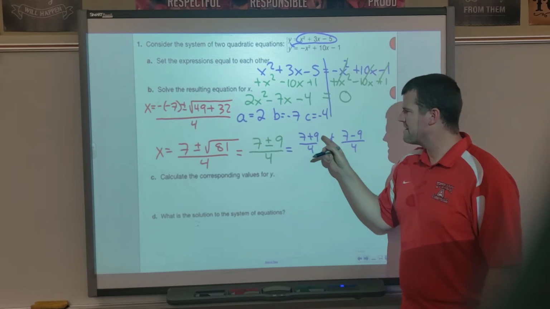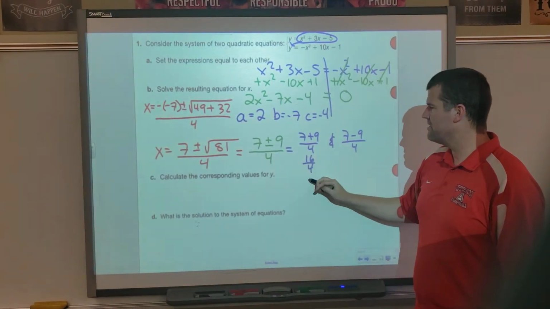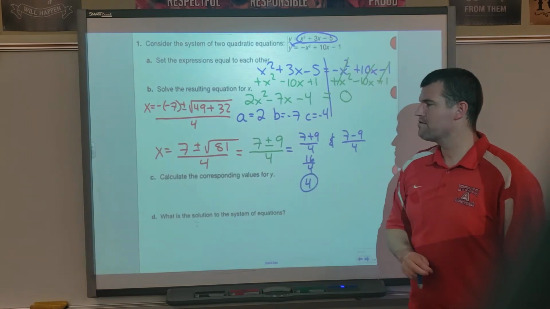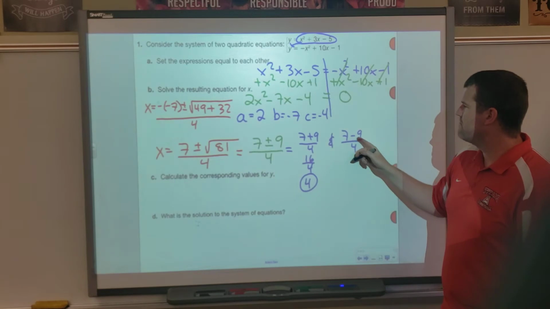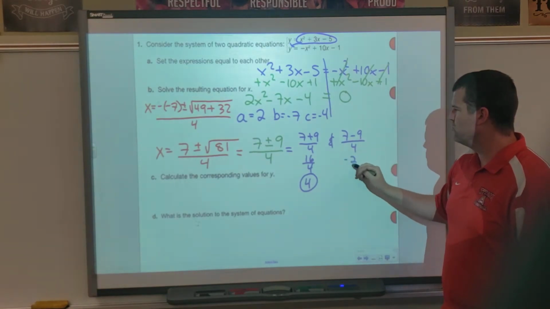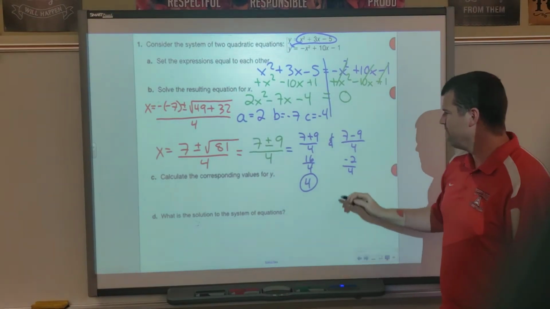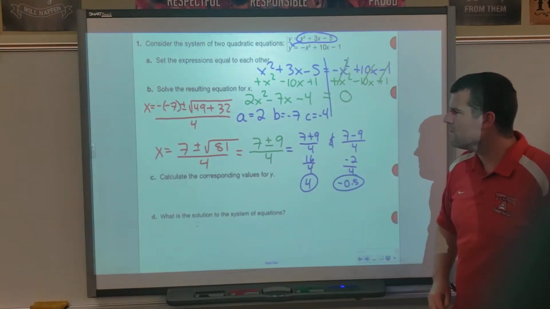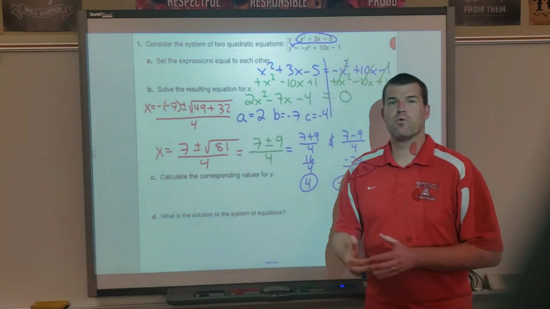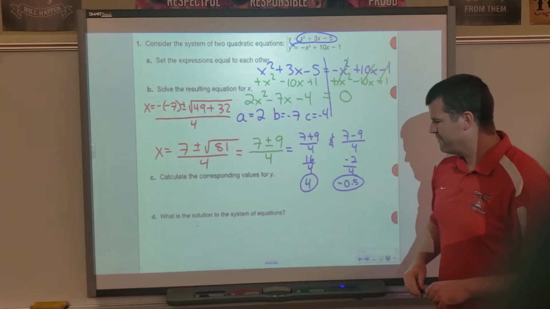So this one gives us 16 over 4, which is 4. So one of our x values is 4. The second one, I get 7 minus 9 is negative 2 over 4, which reduces to negative 1/2, or I'm going to call it negative 0.5. So hopefully from yesterday you remember that once we find our x's, we're not actually done. That is just the first part.